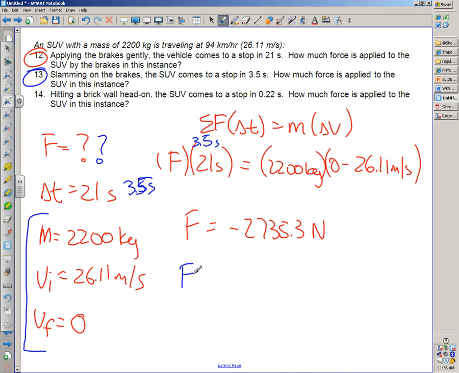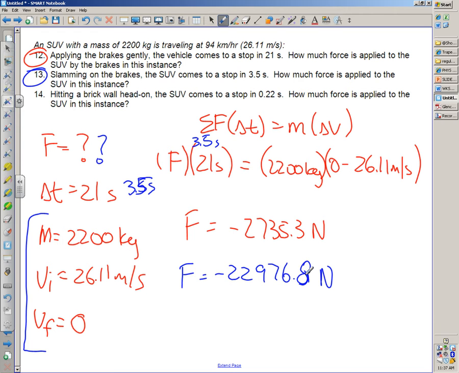And when you do that, so when you do that, force, what do we get here? Negative 22,976.8. Good there?